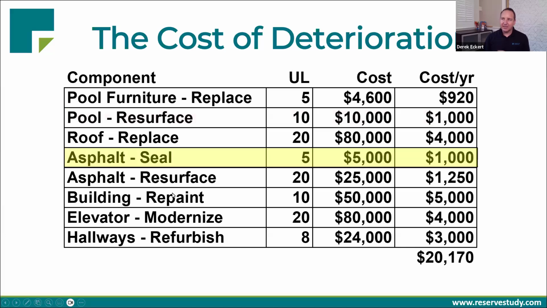And alternatively, you have another component project called the asphalt seal project. It costs $5,000 to do every 5 years, and it also costs $1,000 per year.